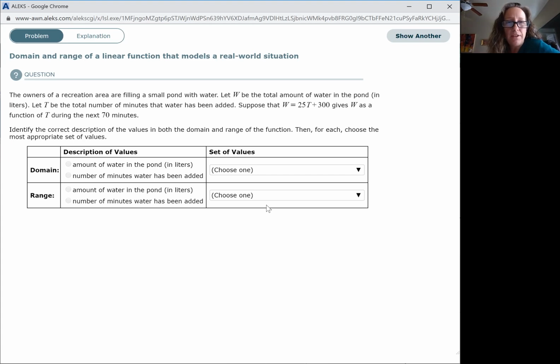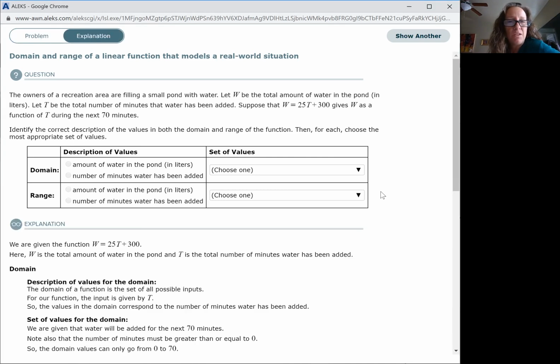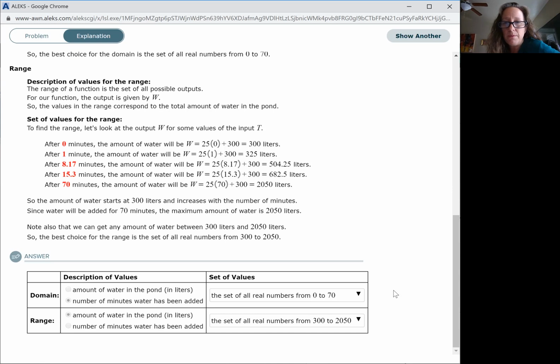But if you need to find out the highest, we do 25 times 70 plus 300. 25 times 70, so 2,050. So 300 to 2,050. We come here, go down, there we go. Real numbers from 0 to 70, set of numbers from 300 to 2,050.